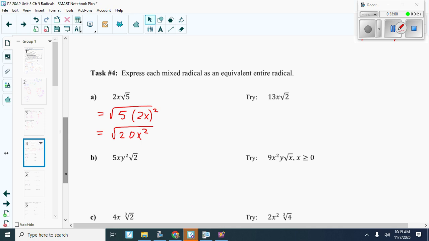Are there any restrictions that we need to introduce? Because I have a variable under a radical sign. No, not in this case because my exponent is even and my index is even. So in this case, we're doing 2 times 13x. It gets squared when we put it under. So we have 169 times, should be a 2.